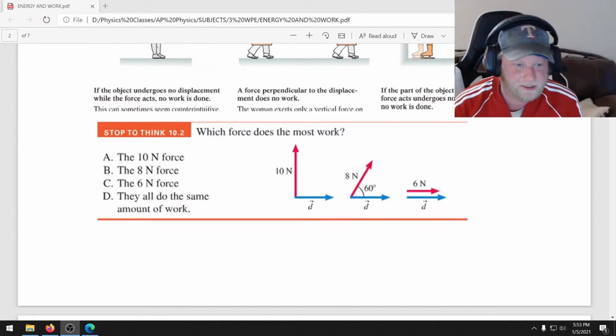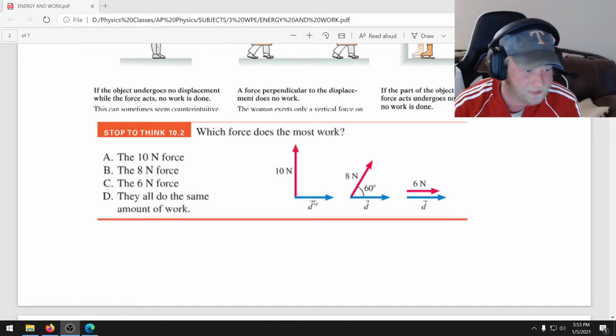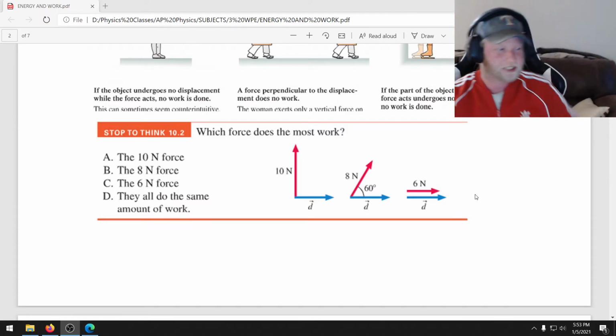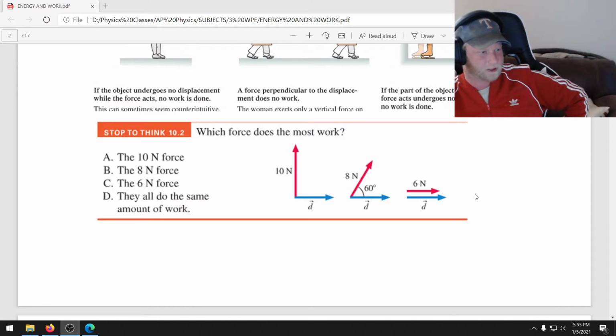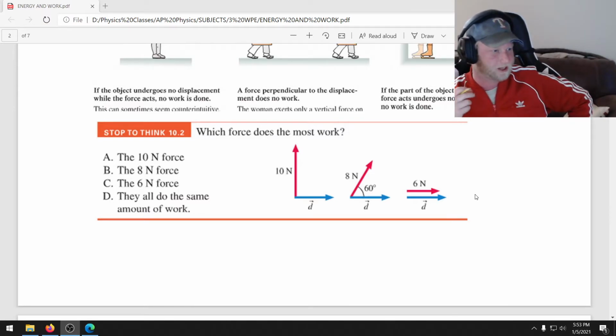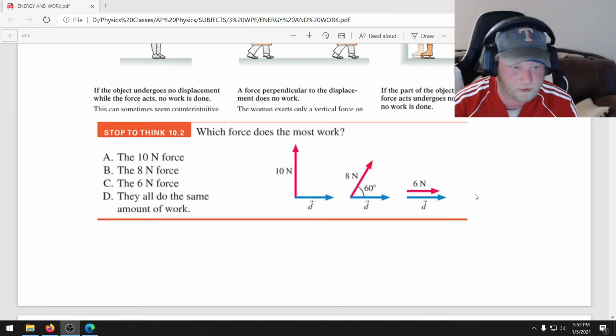Alright, so the key here is we know that the displacement for all of these is the same, right? So if all of these undergo the same displacement, what we really need to be looking at is how much of the force in each one of these scenarios exists in the same dimension as your displacement. Whichever one has the greatest amount of force existing in that horizontal dimension will experience the most work done on it by that force.